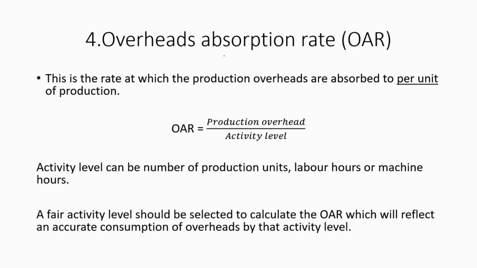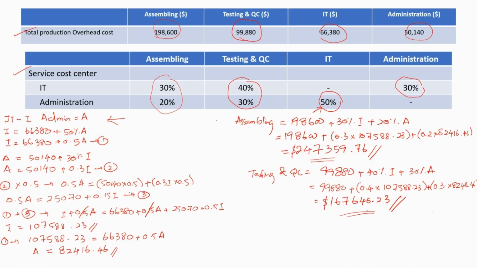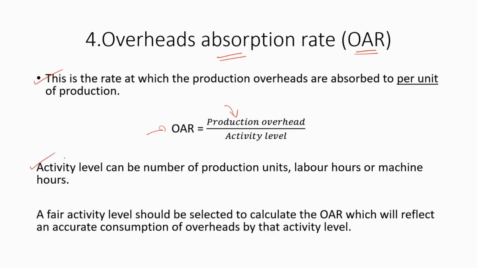Now let's discuss the final step, overheads absorption rate. This is denoted by OAR. This is the rate at which the production overheads are absorbed per unit of production. So OAR is equal to production overhead divided by the activity level. So these are the values we just calculated. Activity level can be number of production units, labor hours or machine hours, which means this denominator can be either number of production units, labor hours or machine hours.